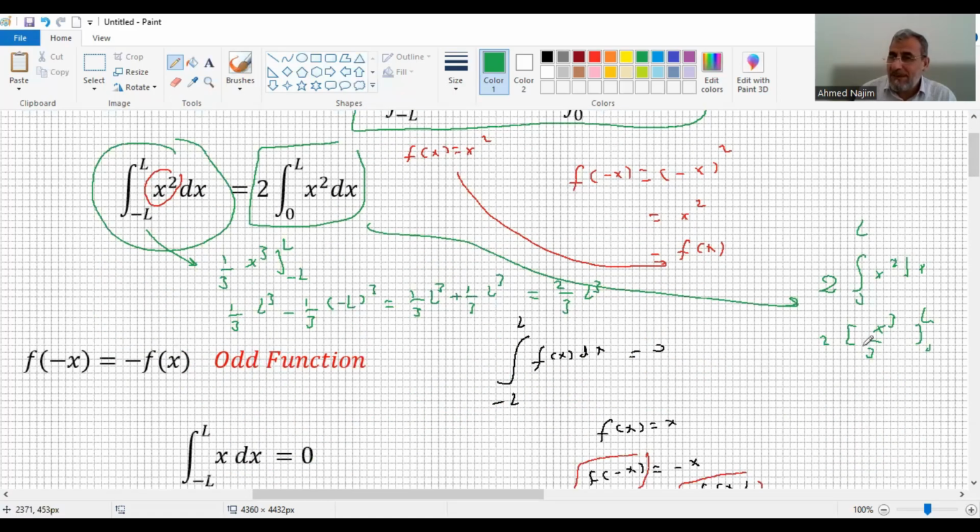So replace, so 2 over 3 out, constant, L cubed, minus replace 0, so it'll be 0. So the answer will be 2 over 3 L cubed, which is the same as 2 over 3 L cubed. So they are equal.